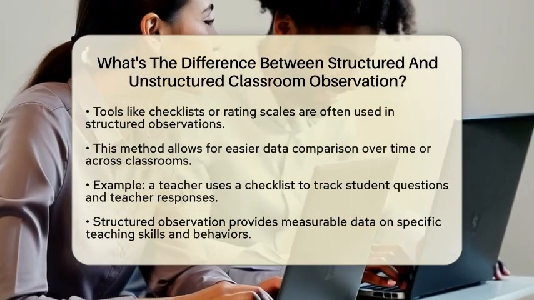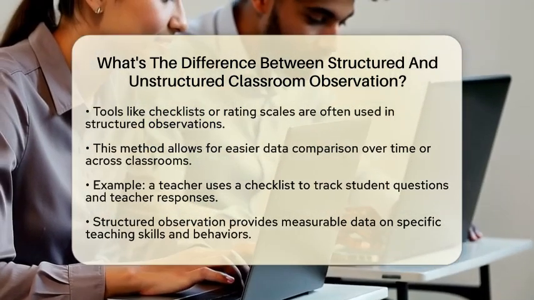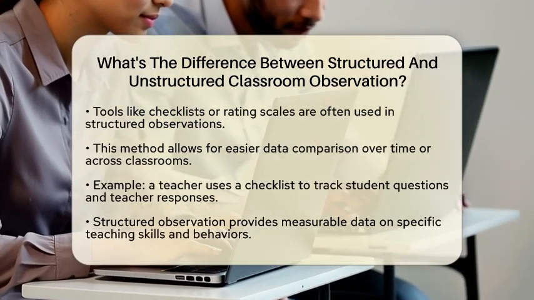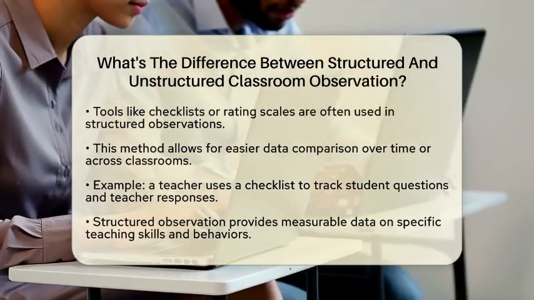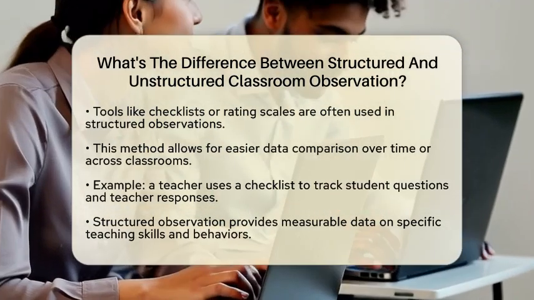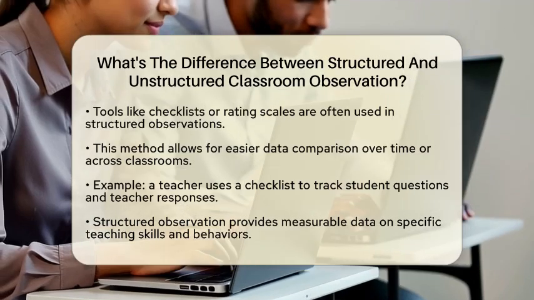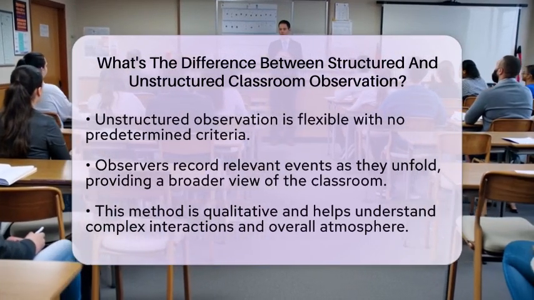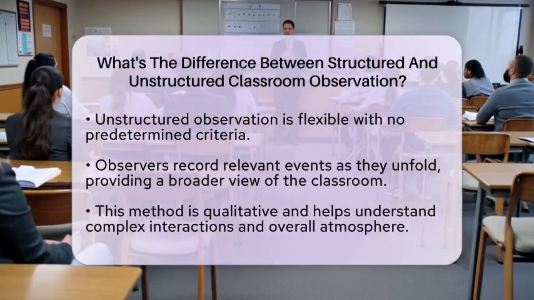On the other hand, unstructured classroom observation is much more flexible. There are no predetermined categories or specific criteria to follow. Observers simply watch and record whatever they find relevant as events unfold. This allows for a broader view of the classroom environment. Unstructured observation is qualitative and exploratory. It helps in understanding complex interactions and the overall classroom atmosphere.